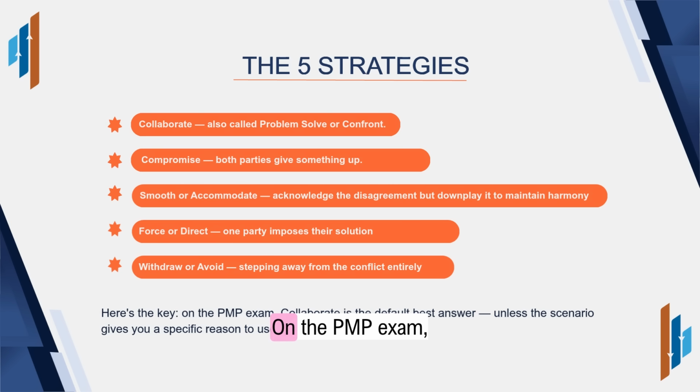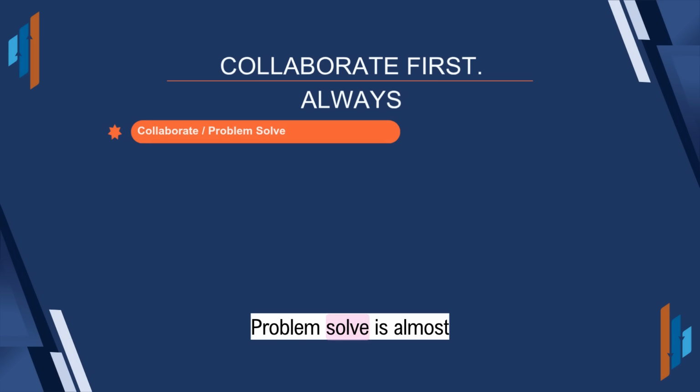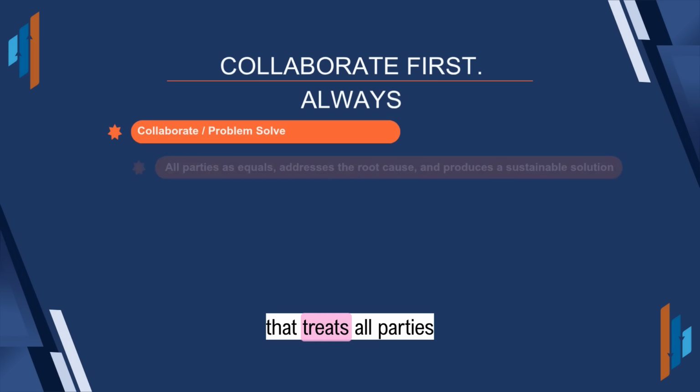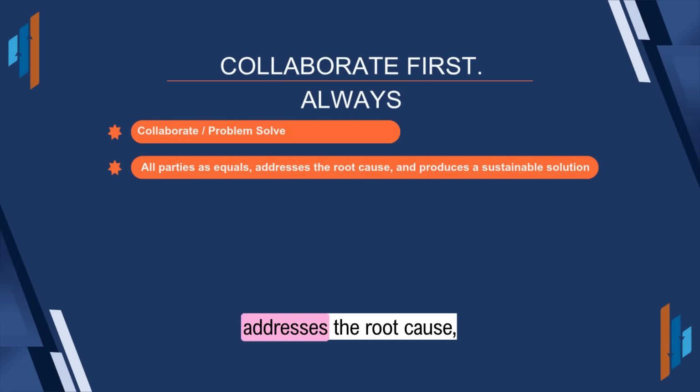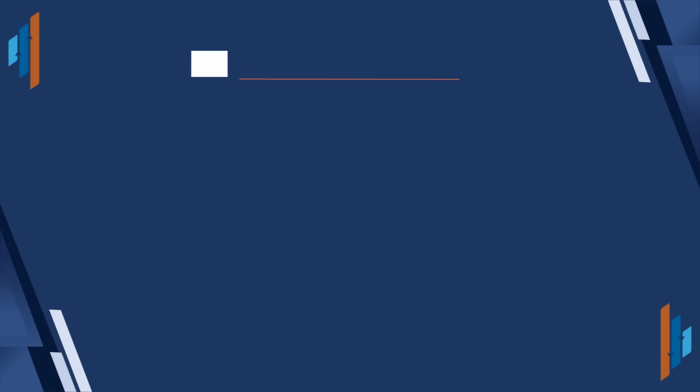Here's the key. On the PMP exam, collaborate is the default best answer, unless the scenario gives you a specific reason to use another strategy. Collaborate first, always. If you remember only one thing from this video, it's this. Collaborate/problem solve is almost always the right answer. It's the strategy that treats all parties as equals, addresses the root cause, and produces a sustainable solution. PMI strongly favors this approach.